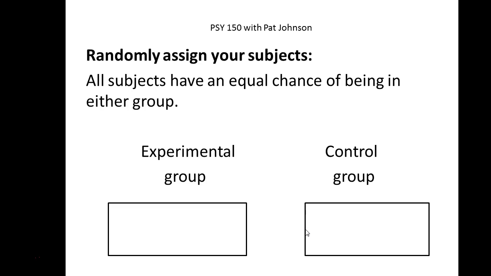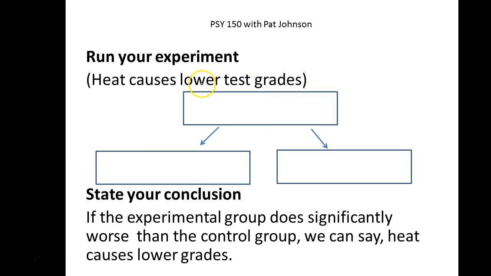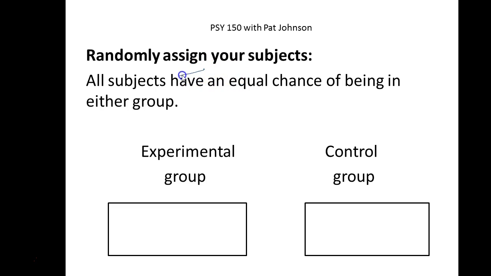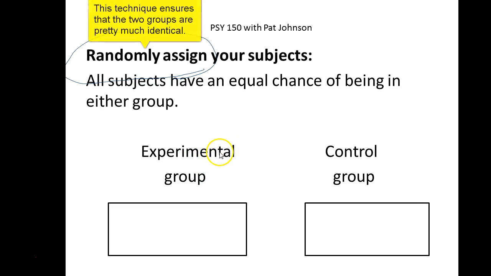Now, we have to have some subjects. We need people to do this to, and we can't just put students we like in the comfortable classroom and students we don't like in the hot classroom. We've got to use a procedure called random assignment. And what random assignment means is that all subjects have an equal chance of being in either group. So, in other words, every subject who's in our experiment has to have an equal chance of being in the control group or the experimental group.